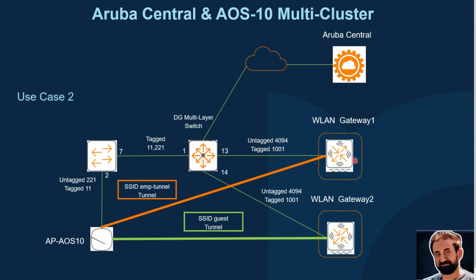Obviously, in the same cluster you can have redundancy, but in this case we're only demonstrating how one AP can have multiple connections. This can, for example, be an employee SSID, and this can be a guest SSID, where this mobility gateway can be sitting in a DMZ, and the traffic will be completely segregated from each other. Let's go.